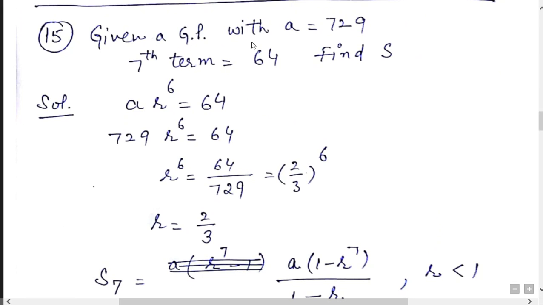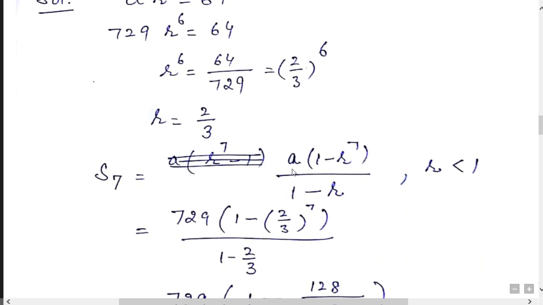Given a geometric progression with A equal to 729 and 7th term is 64, you have to find S7. A R raised to power 6 is 64 because the 7th term is 64. Value of A is 729 and divide on the right hand side. It's 2 over 3 raised to power 6. It means R can be written as 2 over 3.